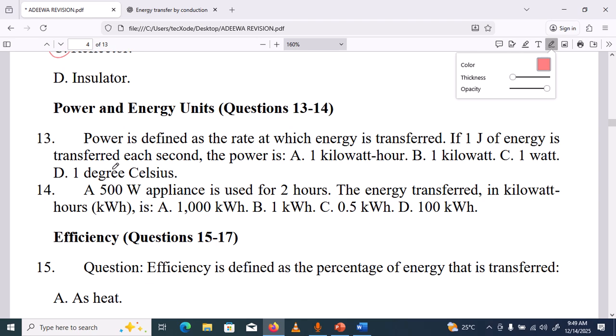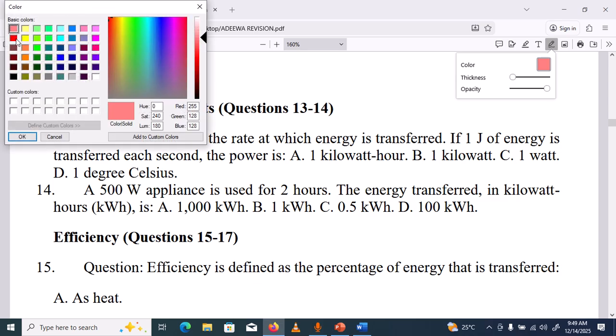Thank you. Power and energy units here. Power is defined as the rate at which energy is transferred. It is 1 joule of energy transferred each second. So remember that power, let me make this a little bit deeper.